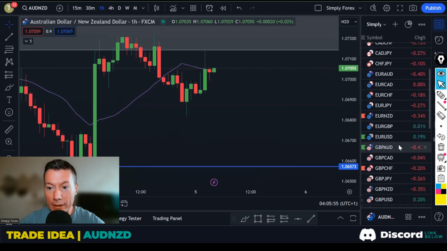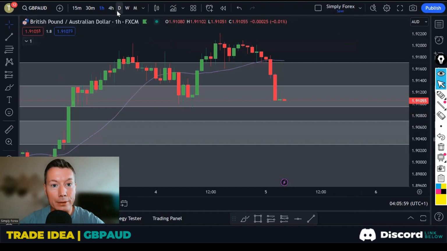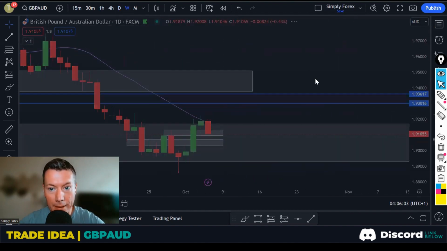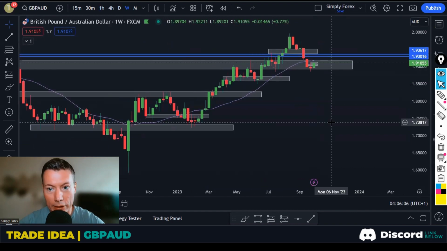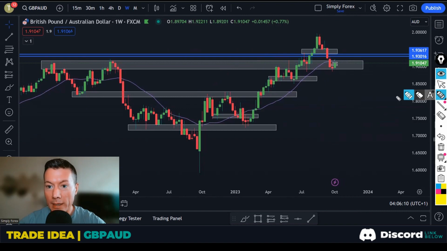Right, the only other trade idea for today is pound Aussie dollar. And this is a continuation of what happened yesterday, really, guys. Again, obviously I showed you this trade yesterday, but let me just explain it again in case you didn't watch yesterday's vid. So we are at a nice weekly level.